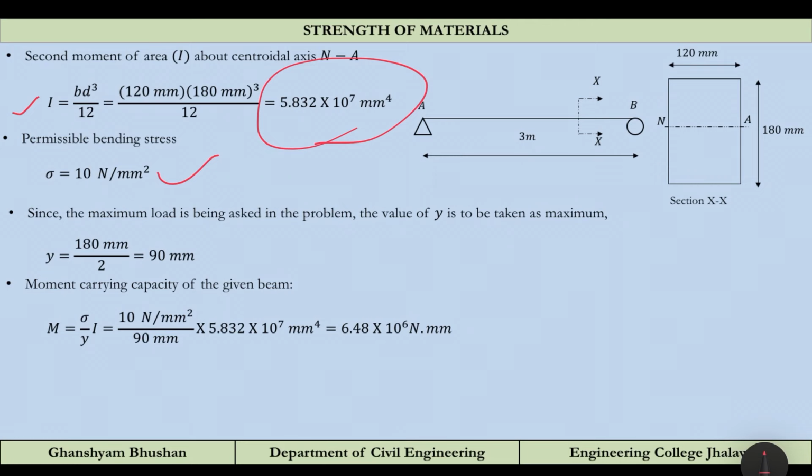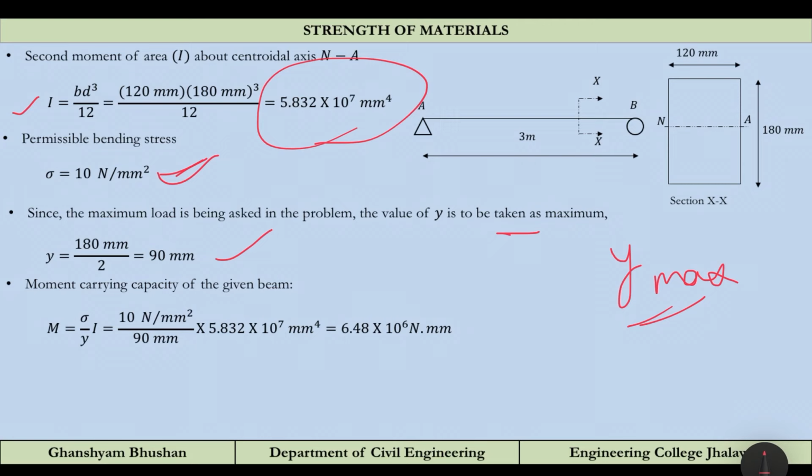That is also fine. Since the maximum load has been asked, this permissible stress will correspond to the Ymax value, and here y1 and y2 are same, so the top or the bottom will have the maximum value of stress. So for that y should be Ymax, and that will be 180 by 2, that is 90 mm.